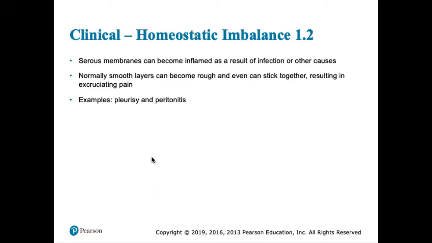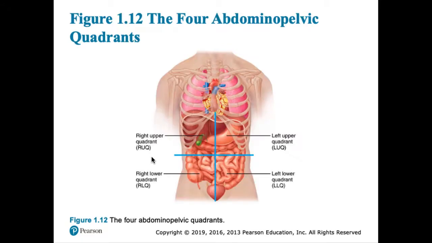It can serve as a protection mechanism. However, the serous membrane can become inflamed if you have an infection or some other problem. What happens is the normal smooth layers of that serous membrane become rough and can even create a sticky substance where they stick together, and this causes excruciating pain. Pleurisy and pericarditis are some of the things that can happen. So you can have infection of these and it can cause serious problems.